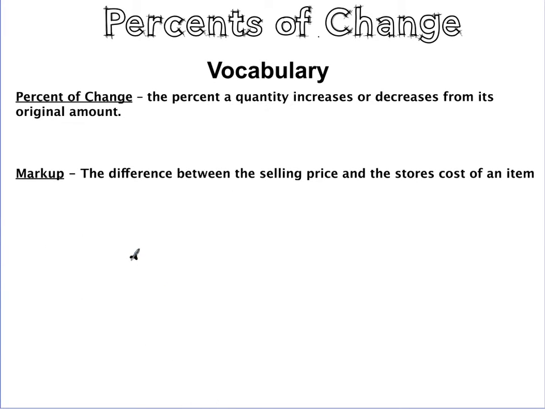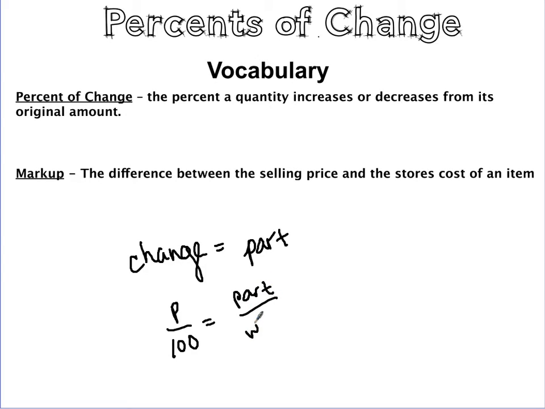Right? When we're talking about percent of change, what that means is we're saying the change is the part. So again, the percent is always over 100, and that's equal to the part over the whole. So the part in this case is the change, and the whole is the original amount. So whether that change is an increase or a decrease, we're saying that change, what percentage of the original price is it?